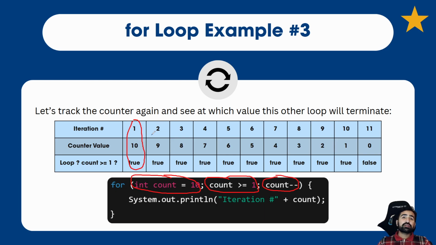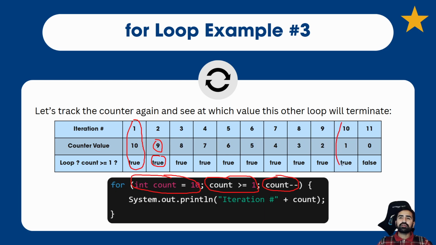Instead of going up this time, we've now gone down. So this is our second iteration. The counter value has gone down to 9. Still, our condition is true. And we're going to get quite a streak, right, of trues, even when we get to 10. So we're going to start counting down from 10, 9, 8, 7, 6, 5, 4, 3, 2, 1.